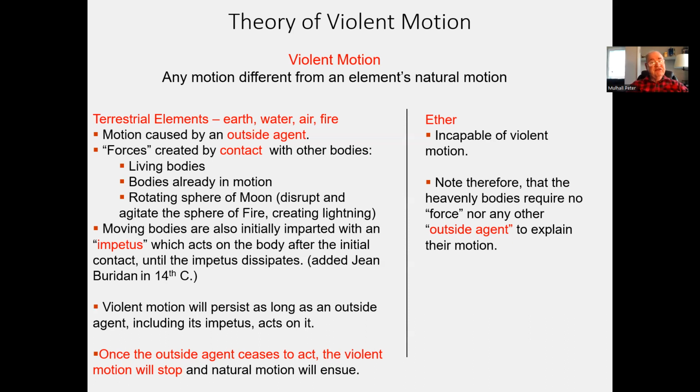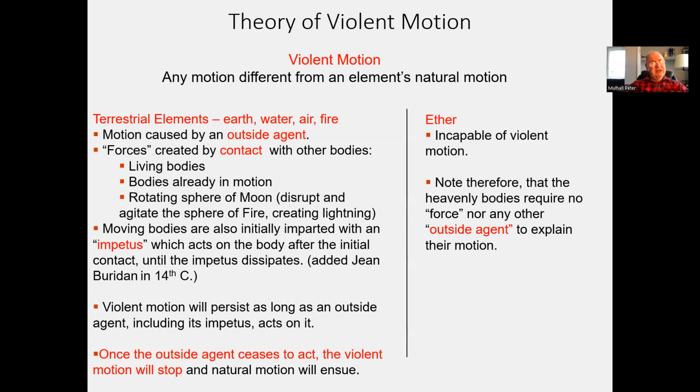It has a nice explanation for gravity. Why does everything fall? Well, things are heavy. They're made of more earth and water than they are of fire and air, and therefore they are naturally heavy, and therefore they naturally seek their natural place, which is the center of the universe, which happens to be the center of the Earth. And so things fall down.